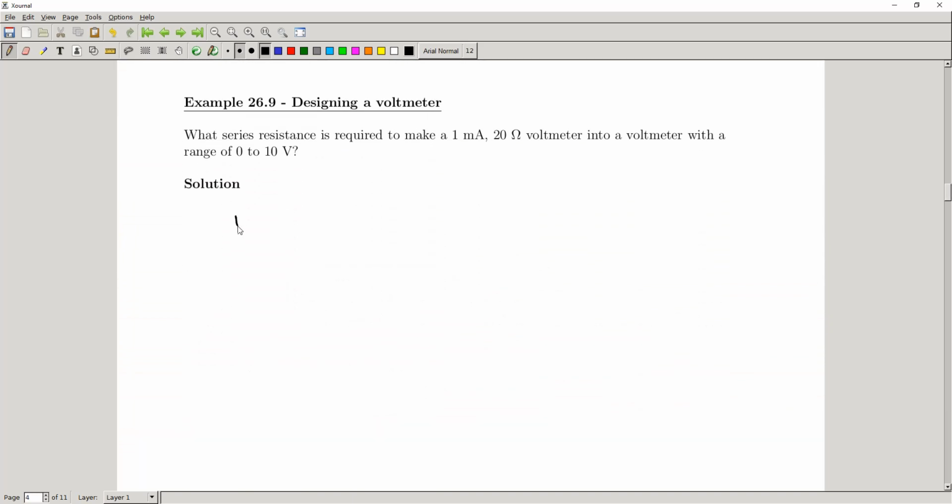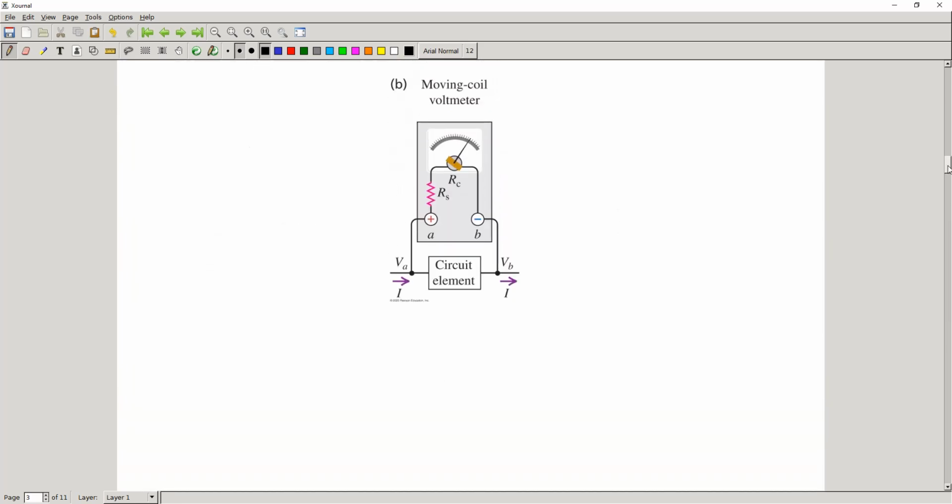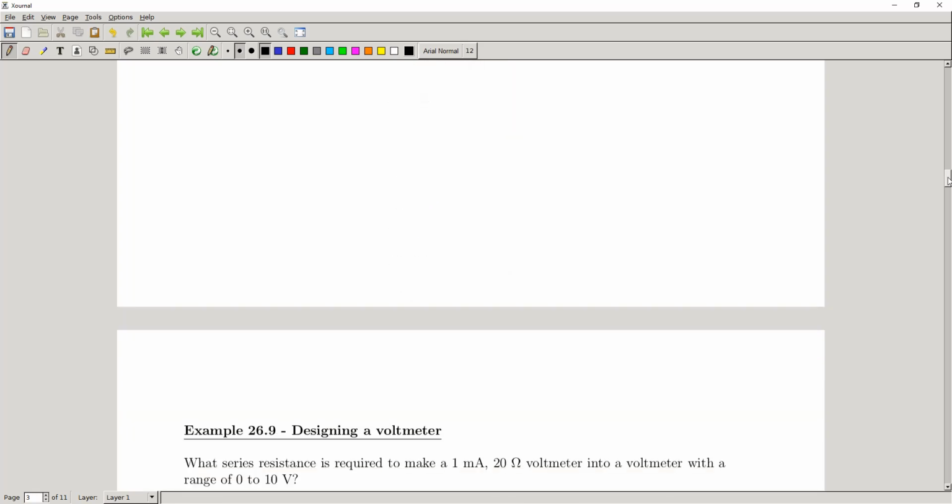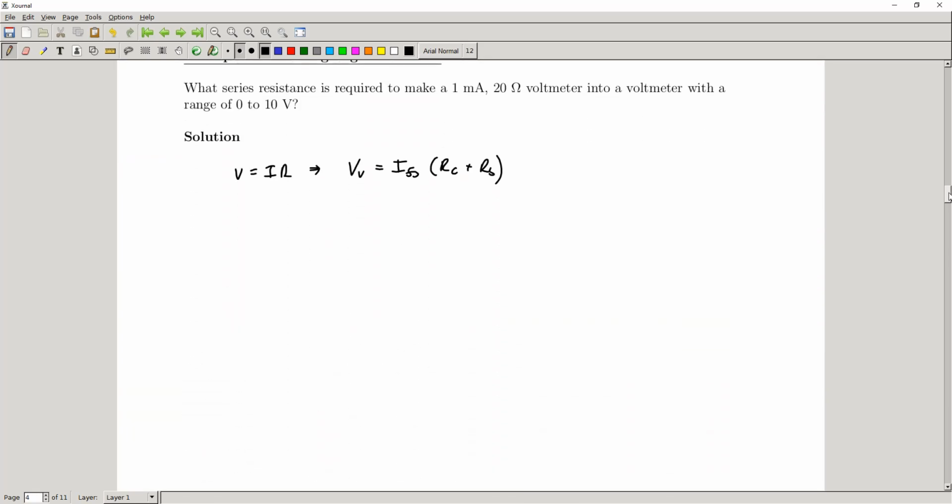But basically we know, as I said above, that V = IR gives us this expression: V_V is equal to I_full scale times (R_C + R_S). Okay, and we're looking for the R_S, this additional resistance that we need to stick into the internal circuitry of the voltmeter so that it can read up to 10 volts. And so for a step we want to solve for R_S. That's simple enough. R_S is just going to be equal to V_V over I_FS minus R_C, right?